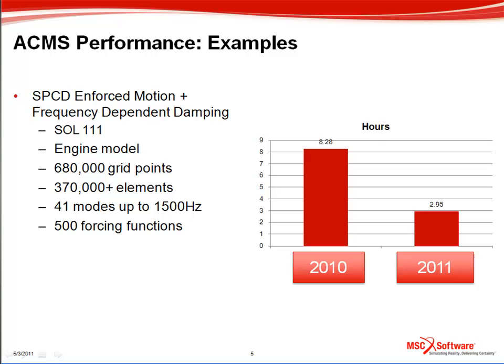Here is another example of an engine model with SPCD enforced motion and frequency dependent damping. Once again, you see that 2011 is 3 times as fast as 2010 version.